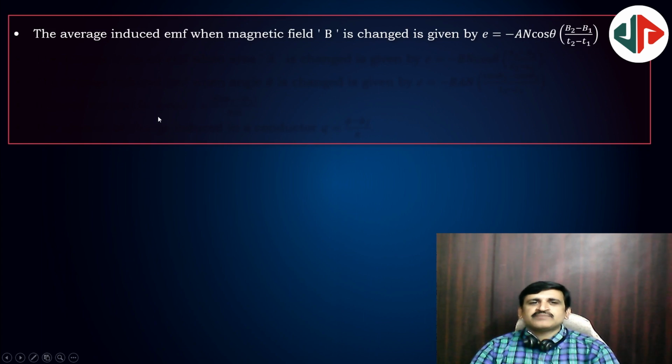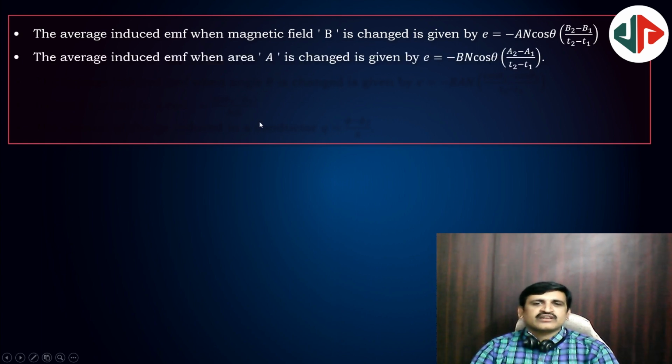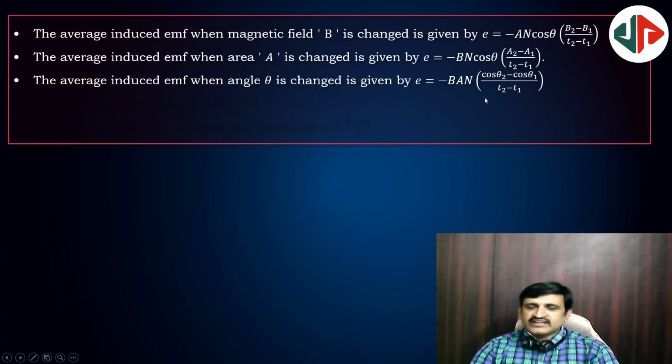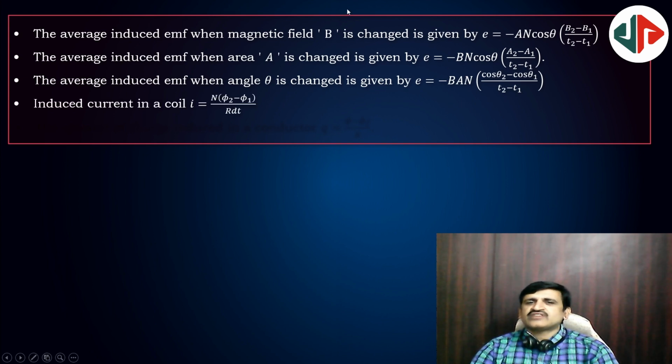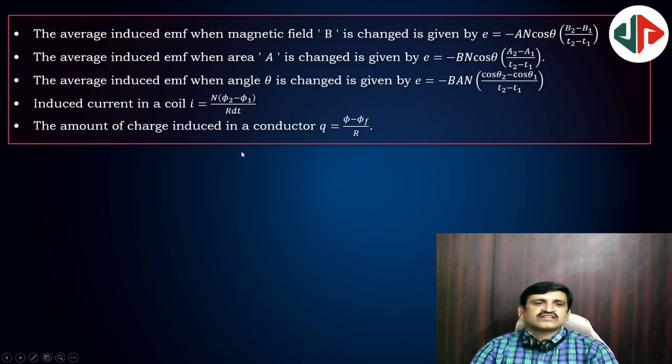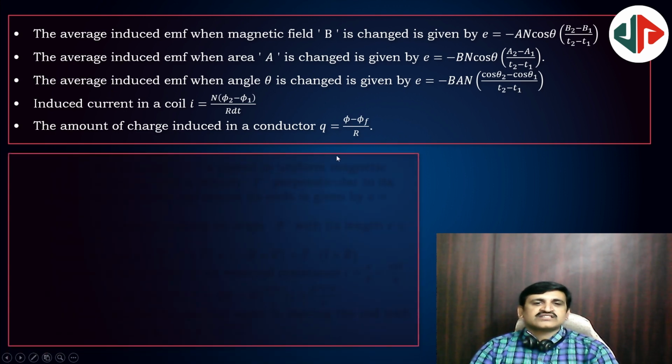The average induced EMF when a magnetic field B is changed is given by E equals minus A N cos theta into (B2 minus B1) by (T2 minus T1), when the field is changed, when area is changed, when theta is changed, when number of turns is changed. So like that for everything you can write. And induced current I equals produced EMF divided by resistance. If you are taking direct subtraction, that is average. If you are taking a rate of change, then that is instantaneous. The amount of charge induced in a conductor is Q equals (phi initial minus phi final) by resistance. This is the charge produced.